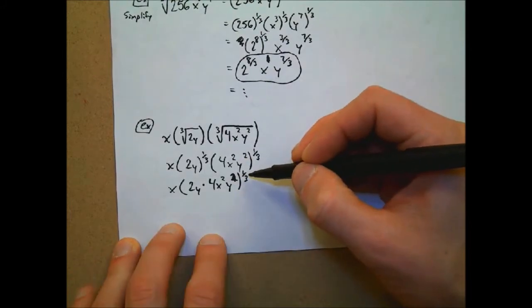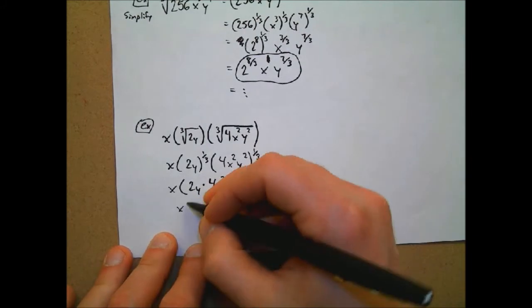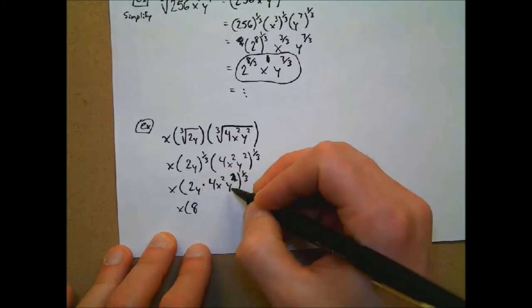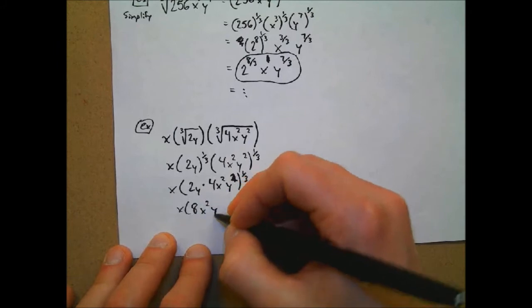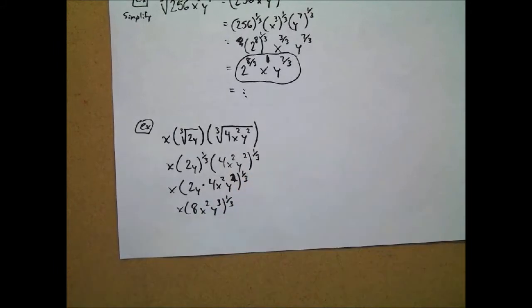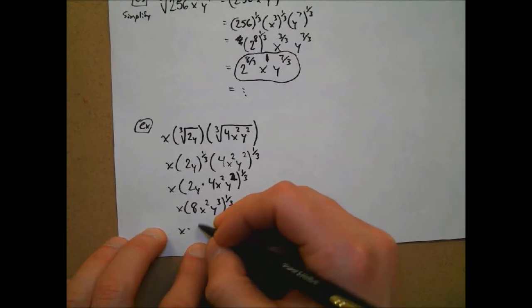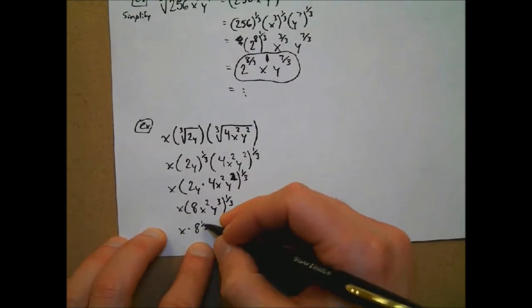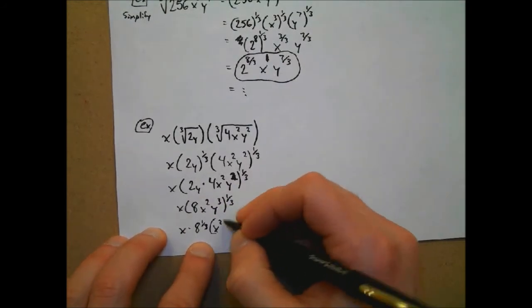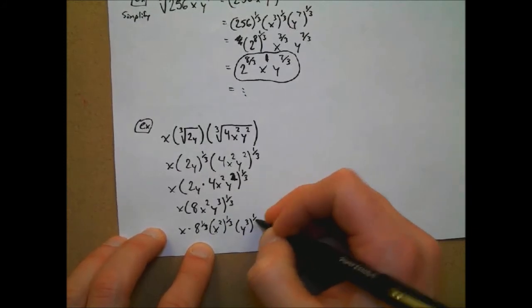Because we can simplify this first here, right? We can do 2 times 4, we'll get an 8. Y times y squared will give us y to the 3rd. And now I'll redistribute that 1/3. So we'll get x times 8 to the 1/3 times x squared to the 1/3 times y to the 3rd to the 1/3. Just like that.